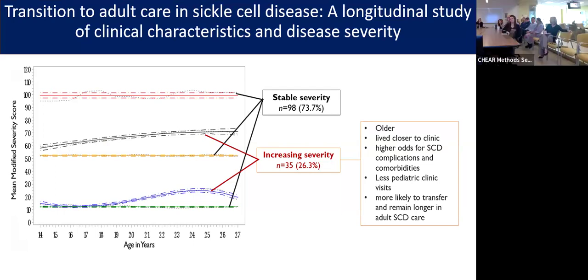Yeah, so I'm struck that you combined all the stable severity into one thing, because in the box, you have higher odds for complications and comorbidities. I would think the green line probably doesn't, but I would think the red line probably does. And so what you have gained in looking at the stability, it seems to me you've lost in terms of the heterogeneity of those groups. The focus on the trend as opposed to the state of where they're at is quite a trade-off.